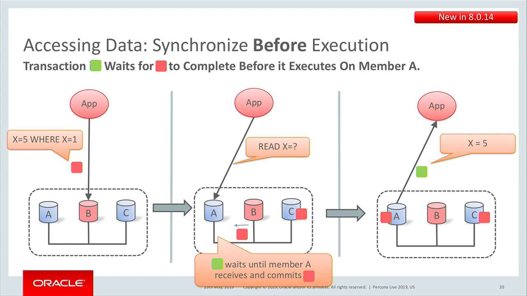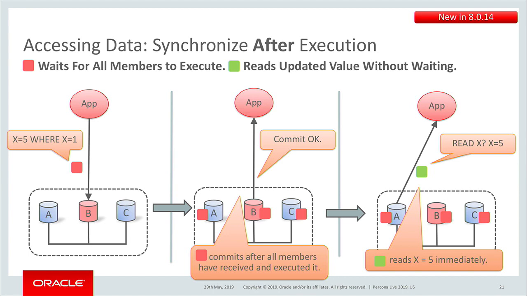So this means that, okay, I'm going to see if there's any in-transit or missing transaction to be applied before I actually do the read. So in this case, the application will read x equals 5, even though it read immediately after the update from a secondary. So this gives you the guarantee that, okay, I will synchronize with the rest of the group before I actually do my read operation.